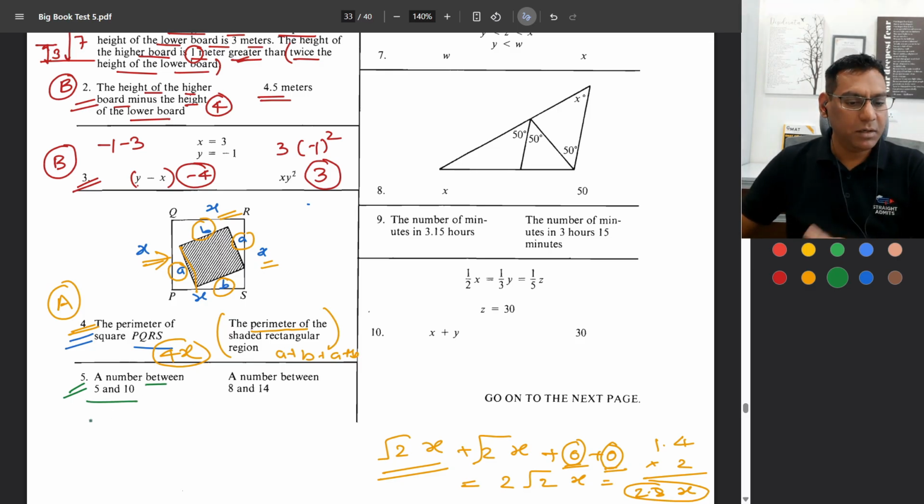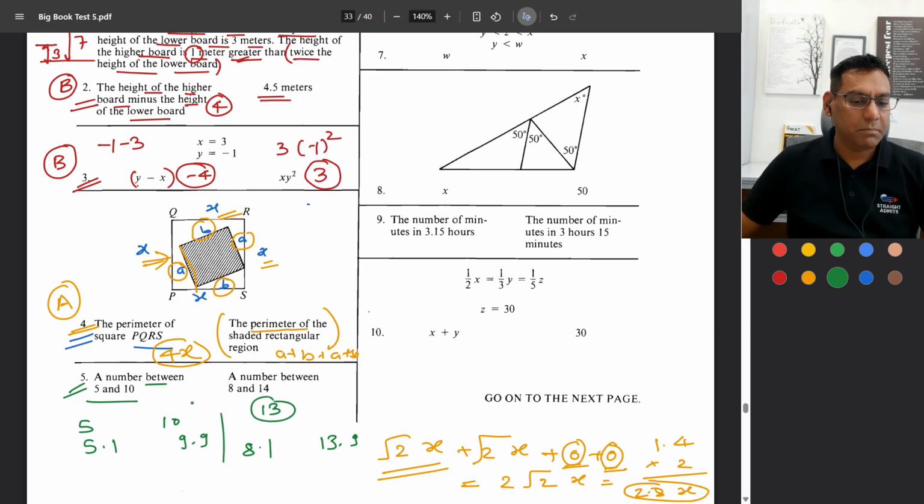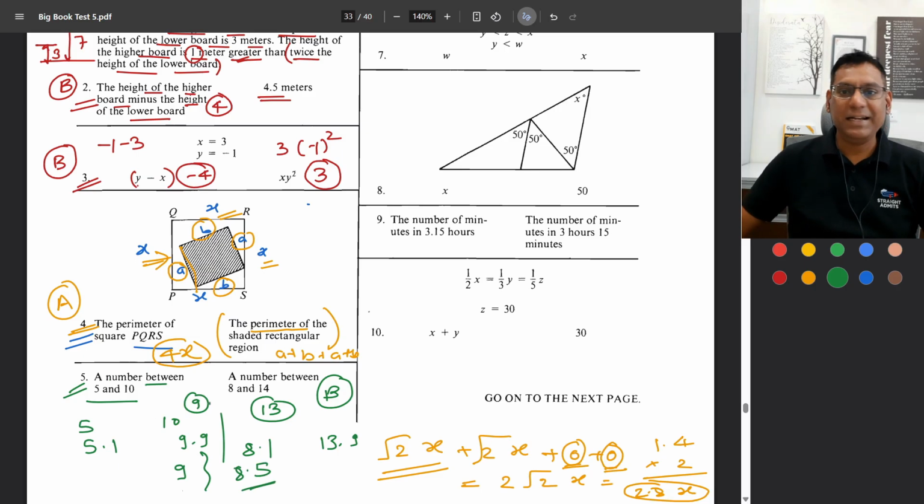Question 5. A number between 5 and 10. It could be any number between 5 and 10, not including 5 and 10, so let's say between 5.1 and 9.9. And a number between 8 and 14, so from 8.1 to say 13.9. How do we compare? I could take a number like 13 and a number like 9, in which case I'll get B as the answer. Or I could take a number like 9 here and a number like 8.5 here. They are not saying integers or anything. In that case I'll get answer A. So I cannot determine, and the answer choice is going to be D.